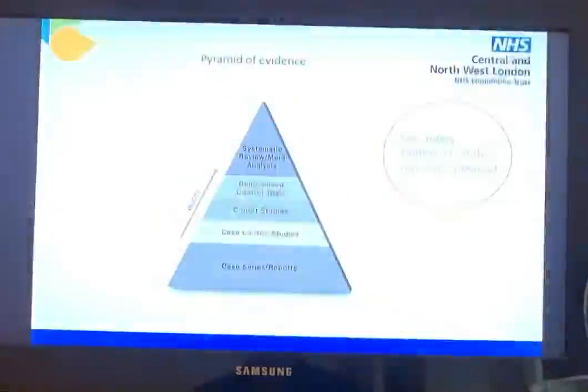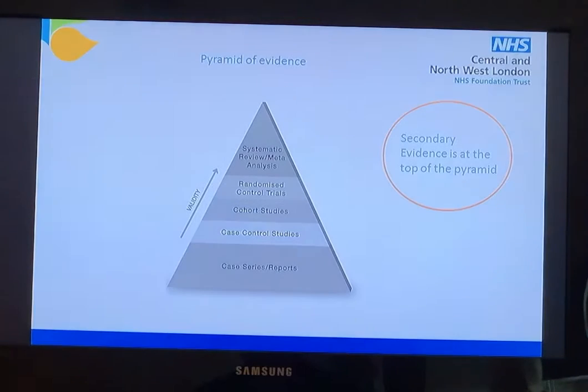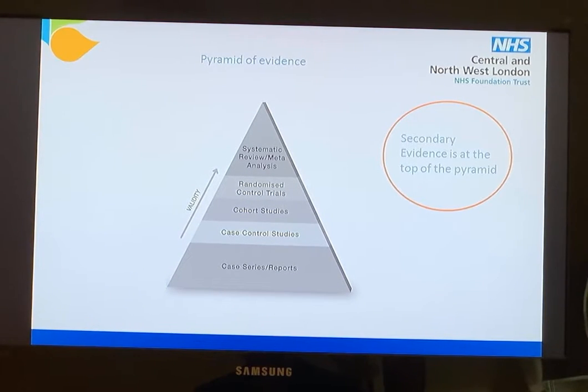As we go forward, this is the pyramid of evidence. You may remember that at the top of the pyramid of evidence you have secondary or appraised resources where someone has done the hard work for you. As you go further down the pyramid, you have primary studies, whether those are randomized control trials, cohort studies, case control studies, or a case series building on from a case report.